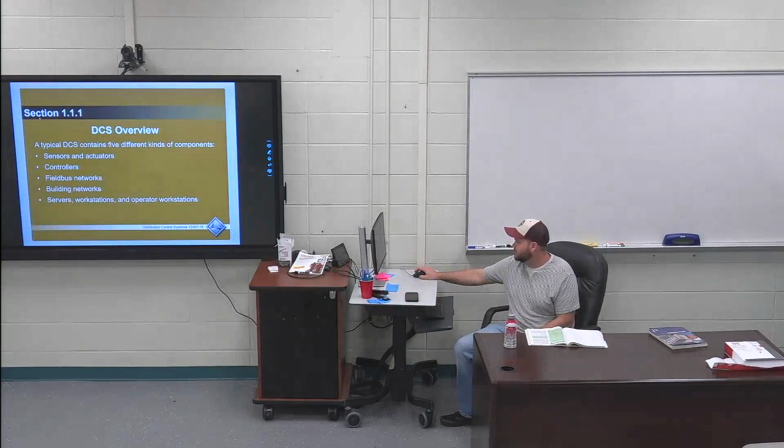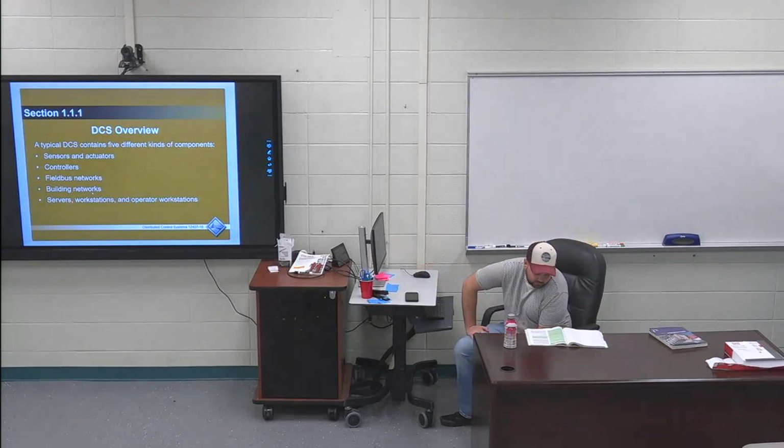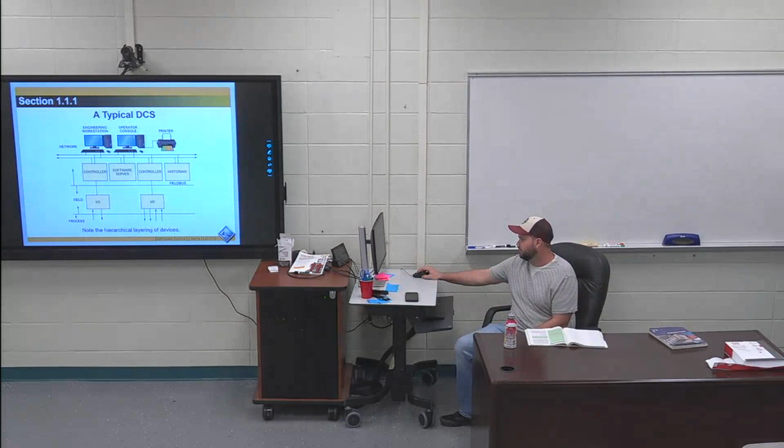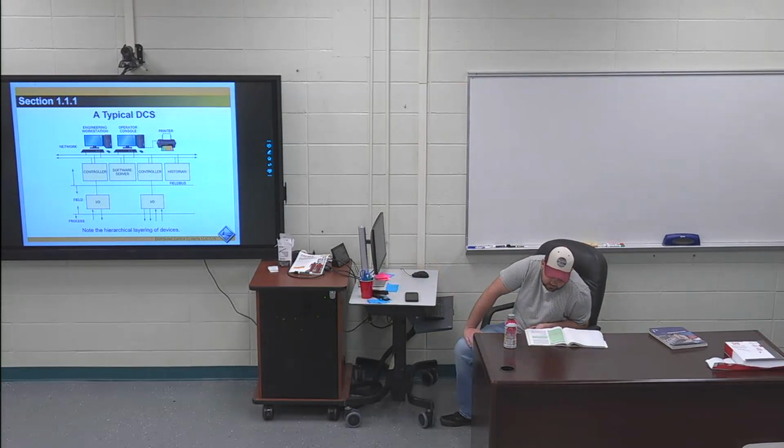I don't have it highlighted, but it does say in a DCS overview, there are five major components: sensors and actuators, controllers, field bus networks, building networks, servers, workstations, and operator workstations. And that's just the different levels of the architecture of a DCS.